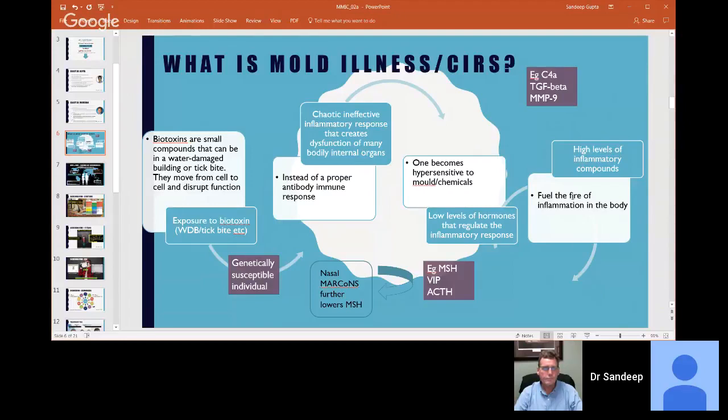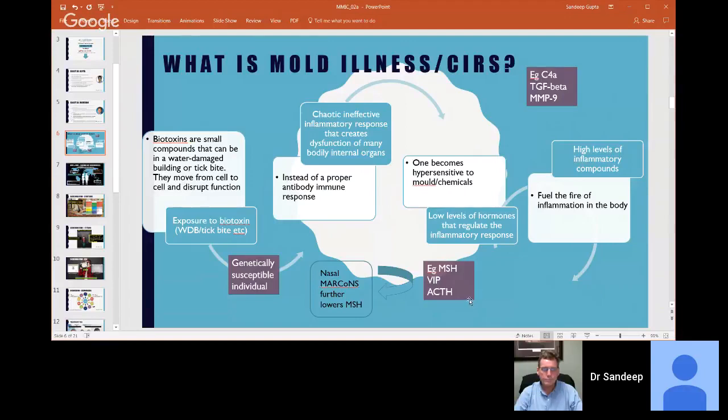On the other hand, if we track back to the last box, we also get low levels of hormones that regulate the inflammatory response. So not only are we getting compounds that are fueling this fire of inflammation in the body, we're also getting low levels of hormones that normally would dampen this fire. They include MSH and VIP and ACTH.